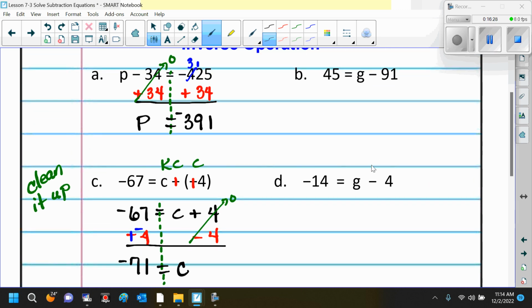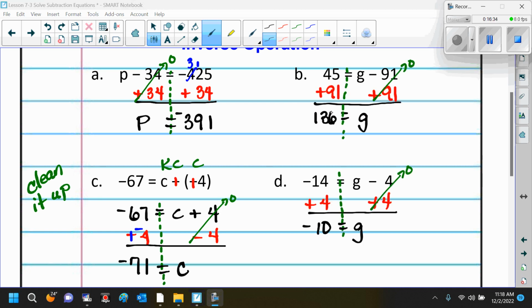So I would like for you with your table partners to do letter B and D. So for letter B, we have 45 plus G minus 91. So here, if I cover up that G, that tells us we need to add the 91 on both sides. You see that? So we add 91 on both sides, and G is equal to 136.